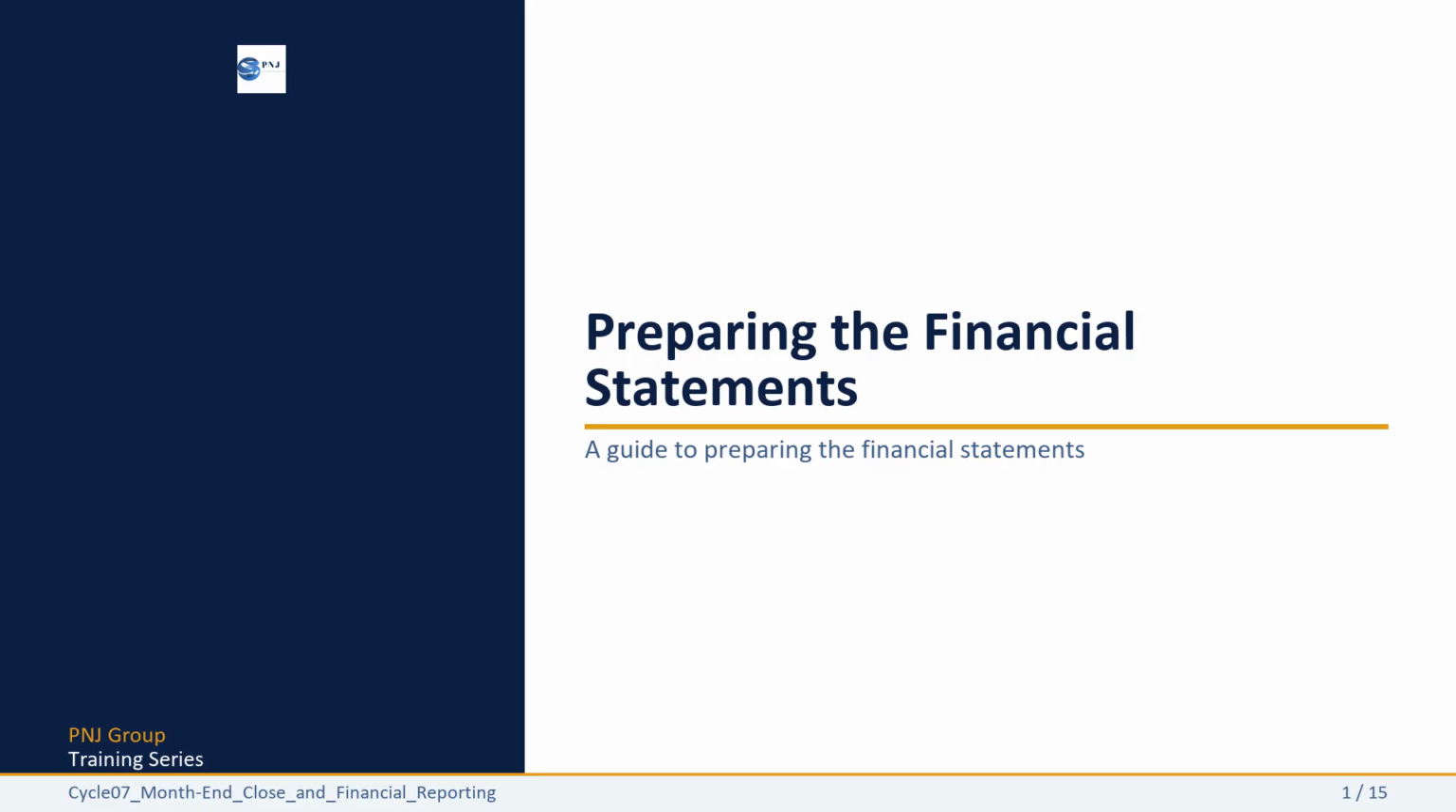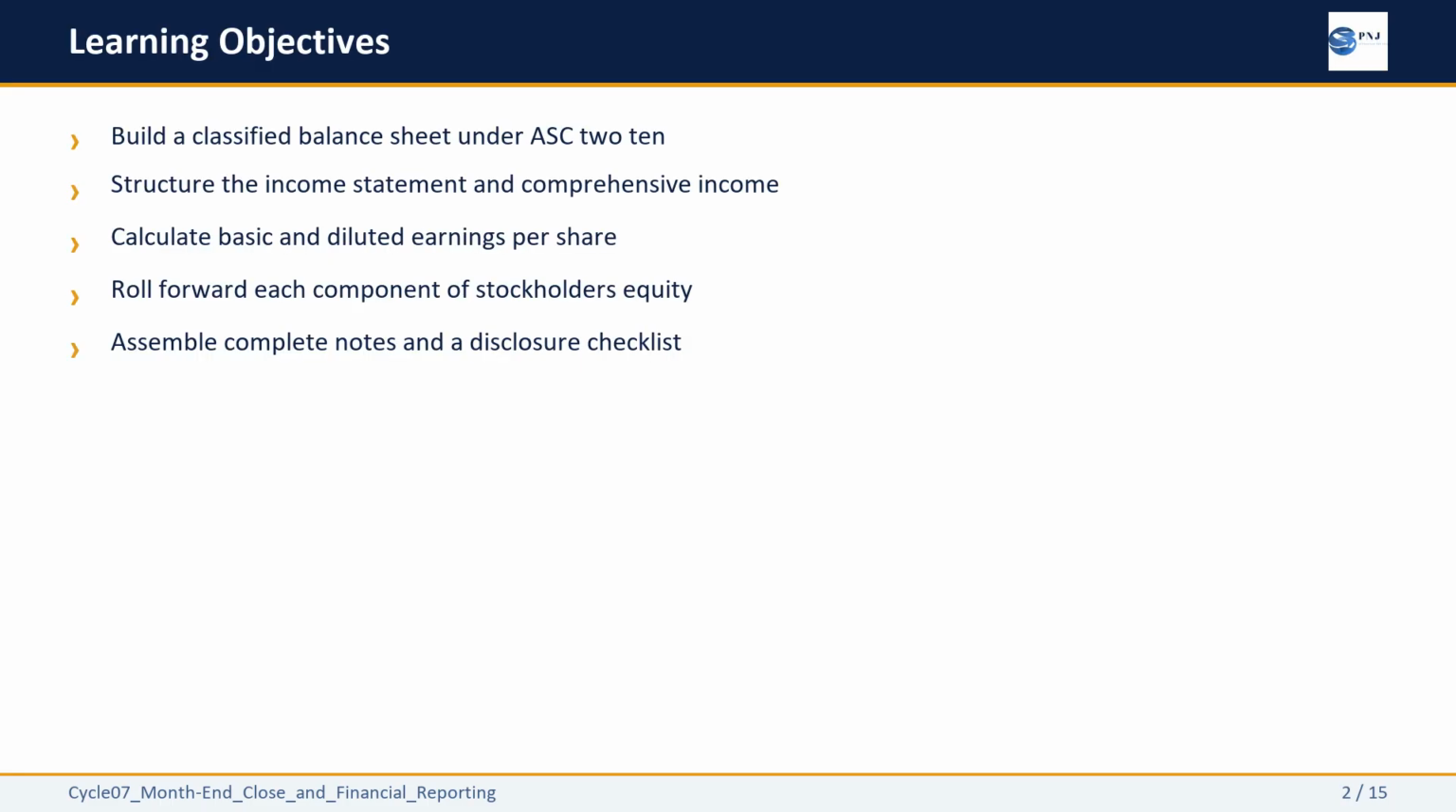Over the next several minutes, you and I will walk through how the balance sheet, the income statement, the statement of stockholders' equity, and the notes come together under United States generally accepted accounting principles. Think of this as the moment your close work becomes a finished, GAAP-compliant product. Let us begin. Before we dive in, let us agree on where you should land by the end.